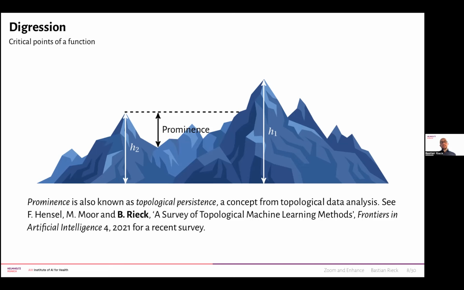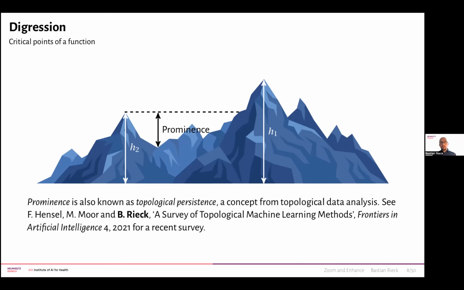The idea being that if you have a lot of peaks that ordinarily, if you measure them from sea level, would have more or less similar heights, it might still not be the case that they're similar in terms of the prominence, because they're just one out of many peaks of the mountain range. And this concept is known as prominence in mountaineering, but in mathematics it is known as topological persistence, a concept from topological data analysis.